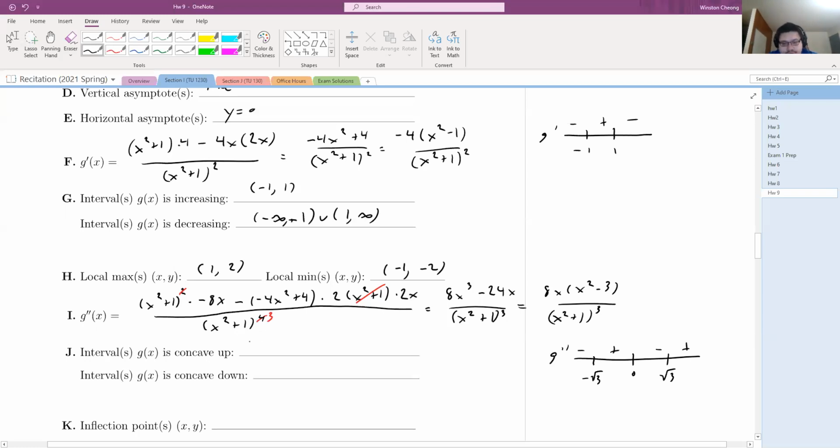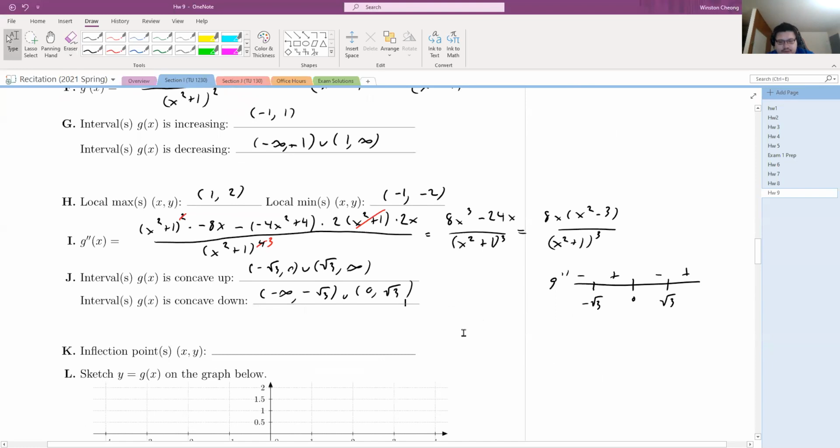Okay, and now concave up and concave down. We can just read that off. Concave up is minus √3 to 0, union √3 to infinity. Concave down is minus infinity to minus √3, union 0 to √3. Make that look a little bit nicer.